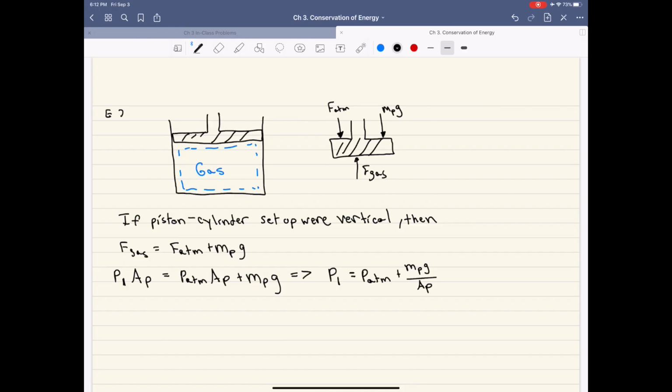Okay? And that's it. So when we do these force balances, and we're trying to figure out the force exerted by the gas, we need to consider all the forces that are acting on the gas.